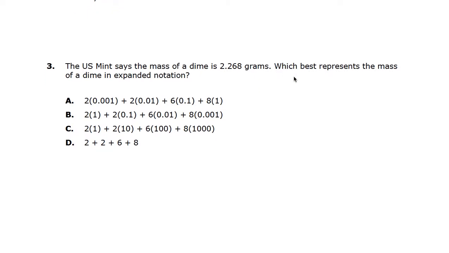Question 3. The U.S. Mint says the mass of a dime is 2.268 grams. Which best represents the mass of a dime in expanded notation? A, B, C, or D?